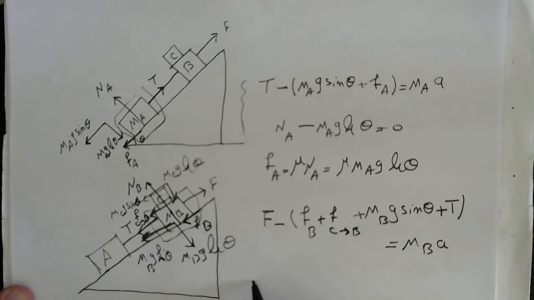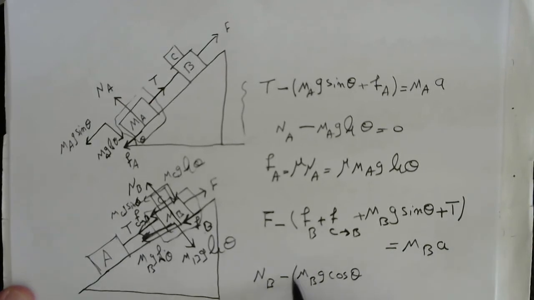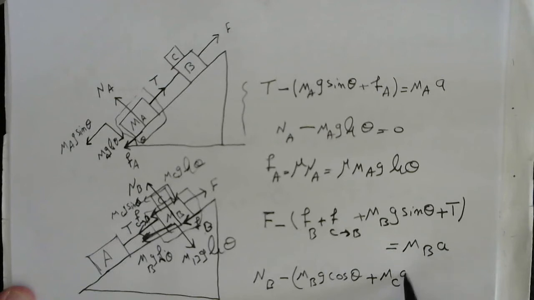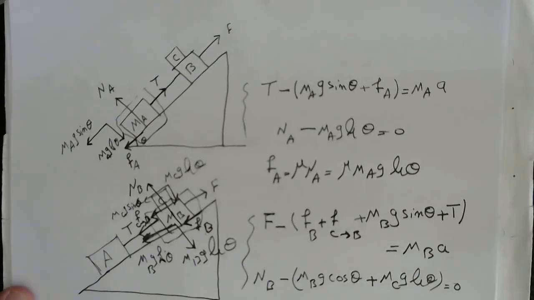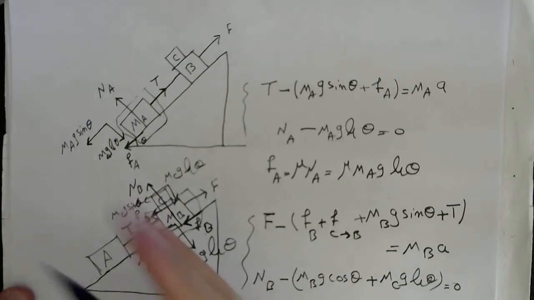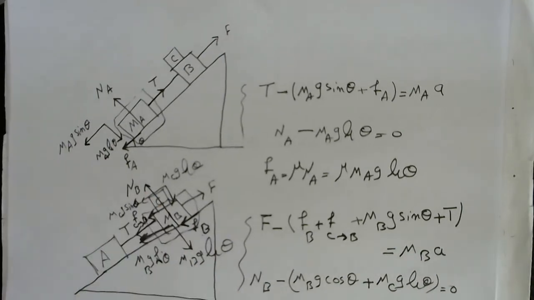And in the normal direction, N_B minus m_B g cosine theta plus m_C g cosine theta is 0. That gives the forces acting in the vertical direction when the system is considered B.